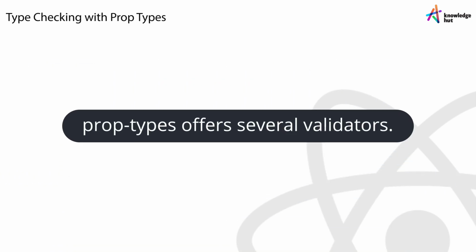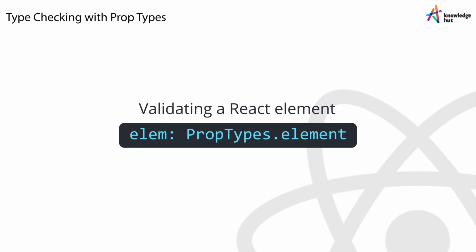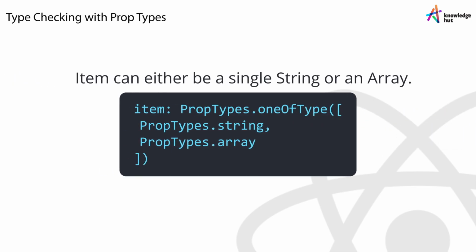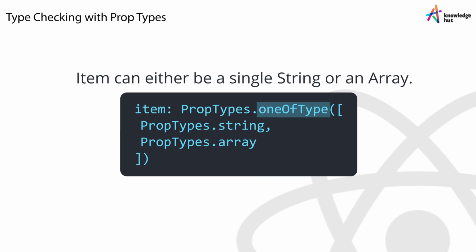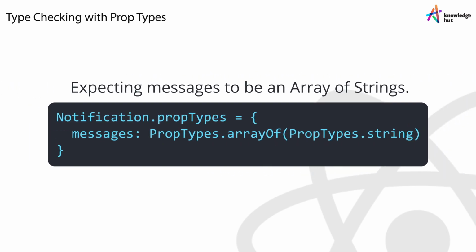Besides the validators you saw, there are several other types that the PropTypes package provides. For instance, if your component expects another React component, then you can use the element type of validator. You also have instances where the value of a prop could belong to more than one type. In such cases, we can use the oneOfType validator and provide options as shown here. You can also specify arrays of specific types.